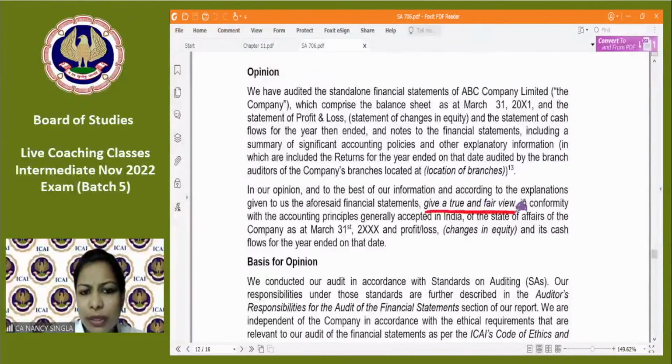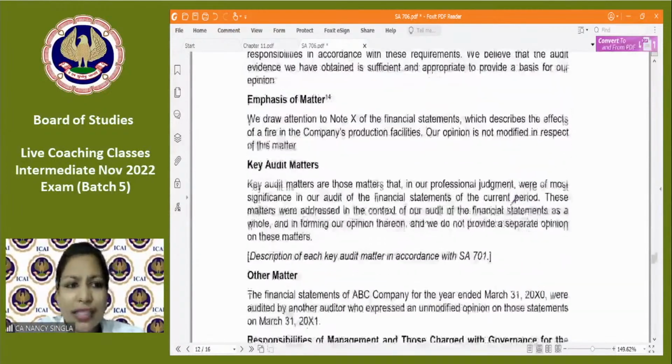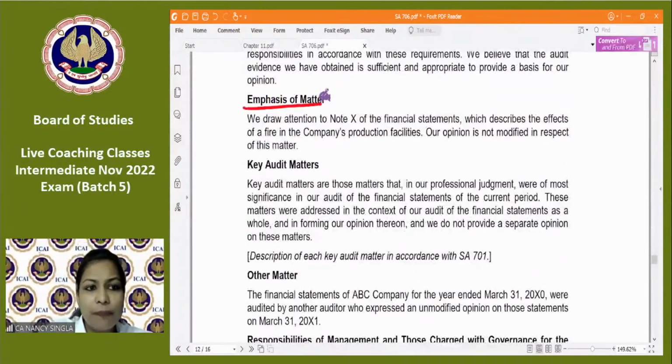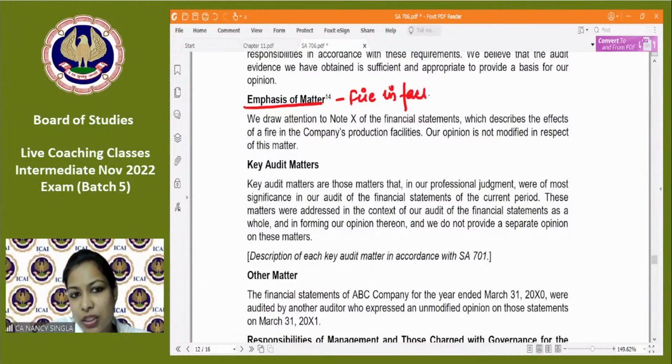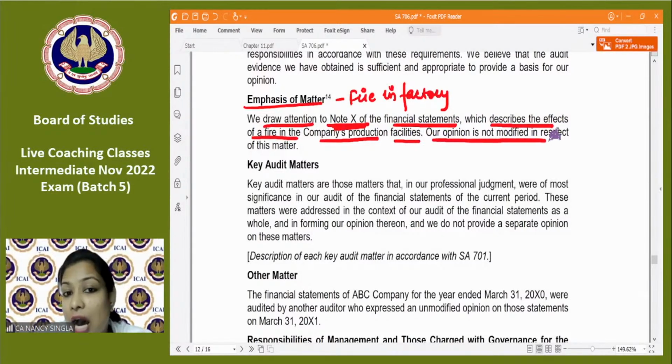तो opinion से तो I told you ना, opinion will come in the opinion paragraph, basis of opinion वैसे ही आएगा. Now emphasis of matter paragraph. So let's say a fire broke out. So fire in factory, ऐसे करके you will mention the heading. We draw attention to note X of financial statement which describes the effects of a fire in the company's production facilities. Our opinion is not modified in respect of this matter.